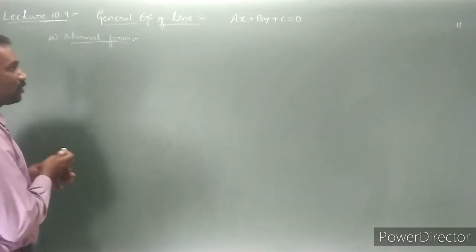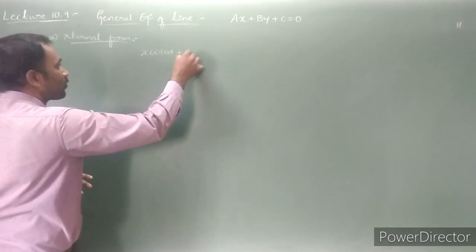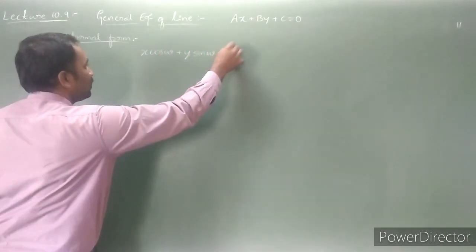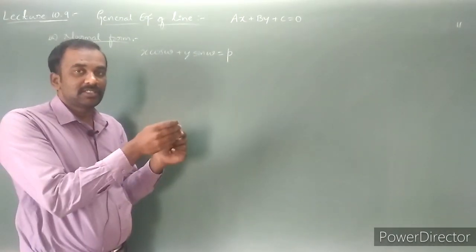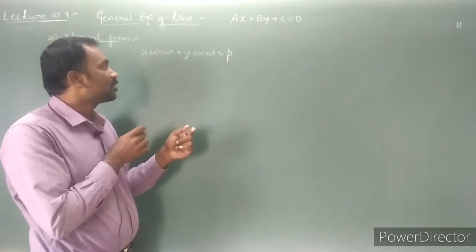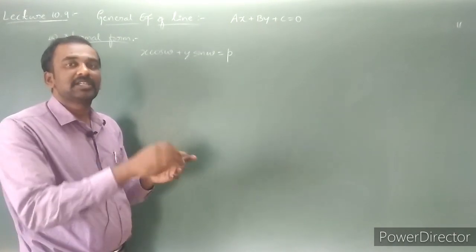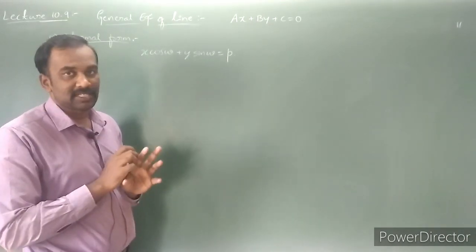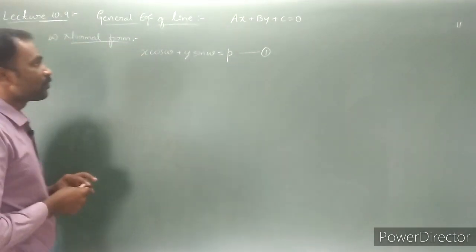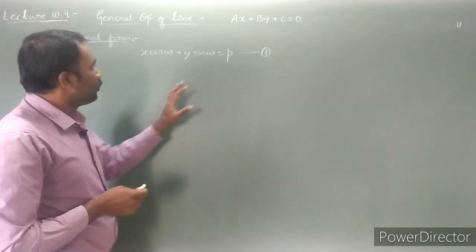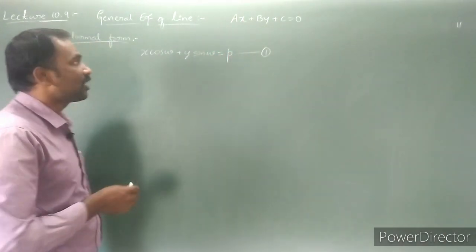How to write? As we know, previously the normal form. What is the normal form? x cos omega plus y sin omega is equal to p, where p is the perpendicular distance of the line from the origin and omega is the angle between the perpendicular distance and the positive direction of the x-axis. I call this the equation of the line, equation number 1. Now we need to get the normal form by simplifying or reducing the general equation.